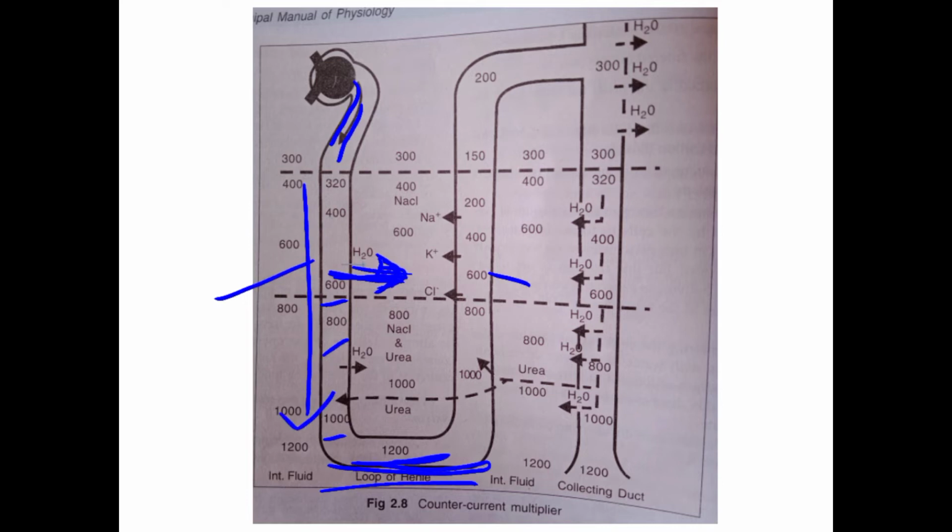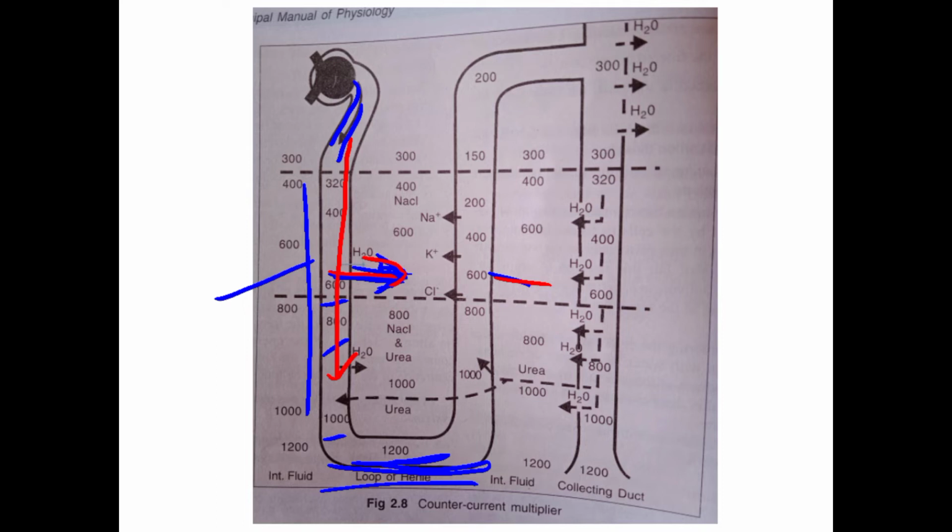Understood? In the descending portion, so this is the descending loop of Henle and this is the ascending loop of Henle. When the filtrate is passing through the descending loop, the water diffuses into the interstitium. In the filtrate, the osmotically active substances increase because water is leaving, and it will reach the maximum of 1200 milliosmolarity. That means osmolarity is increasing in the descending loop.